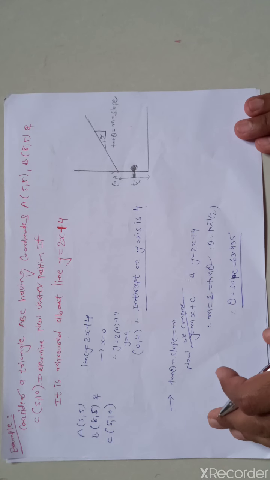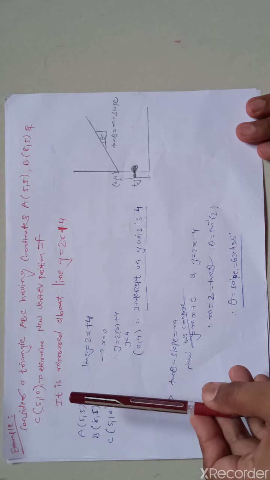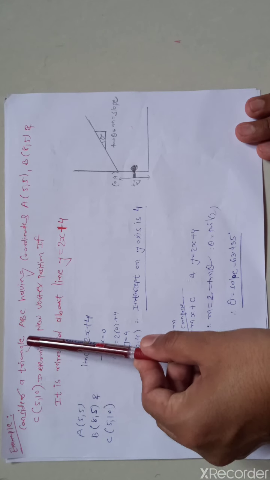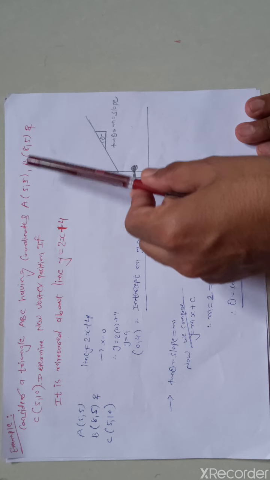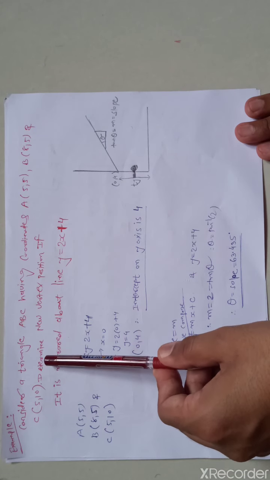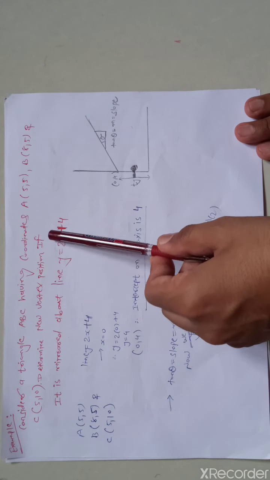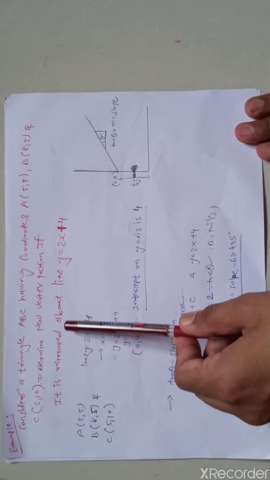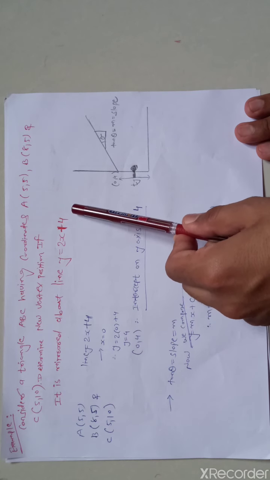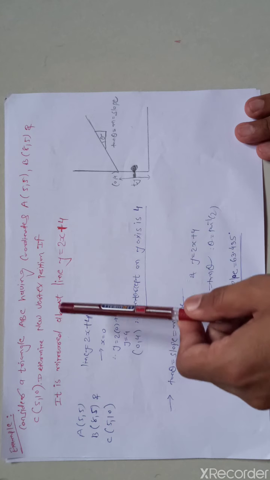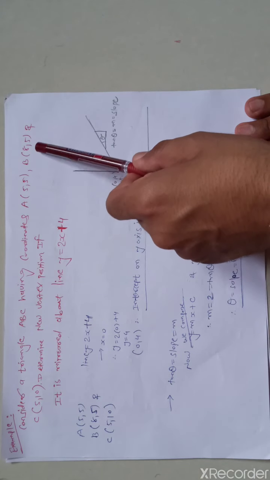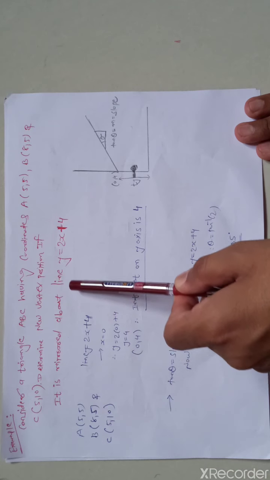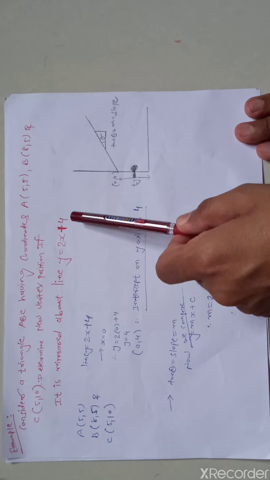Let's take one example. Consider a triangle ABC having coordinates A(5,5), B(8,5) and C(5,10). Determine the new vertex positions if it is mirrored about the line y is equal to 2x plus 4. Now first of all we write down the given data. Here the coordinates are given: (5,5), (8,5) and (5,10). Then the line equation is given, y equals 2x plus 4.